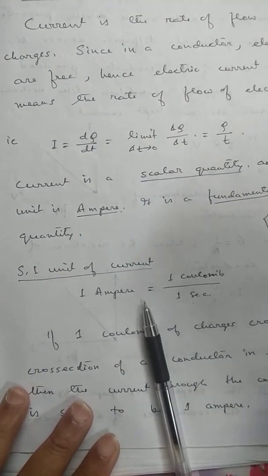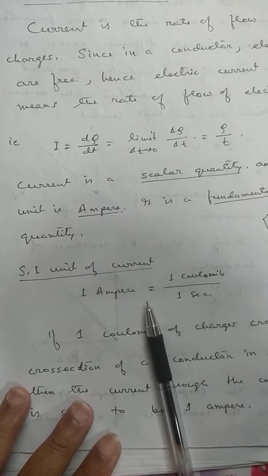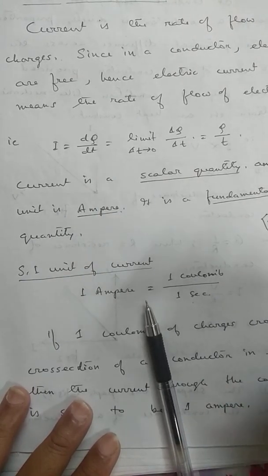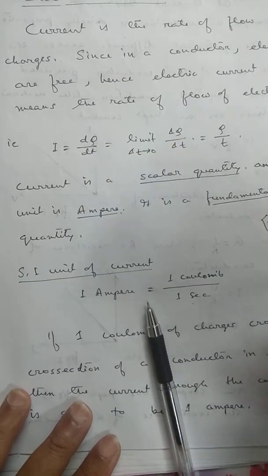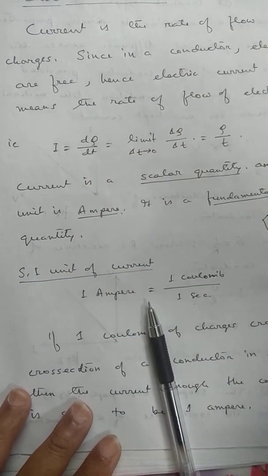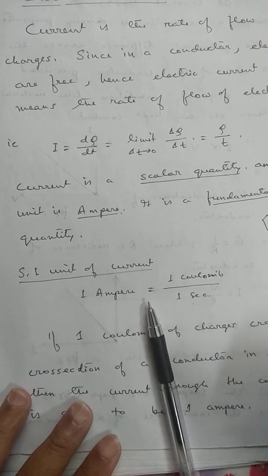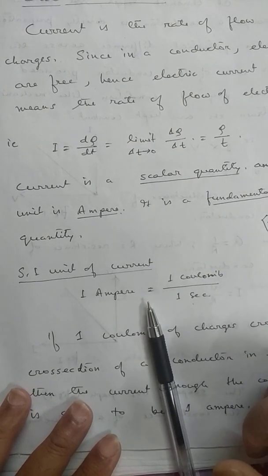Inside a conductor electrons are free, so current means the flow of electrons. But there are certain other substances, particularly semiconductors.